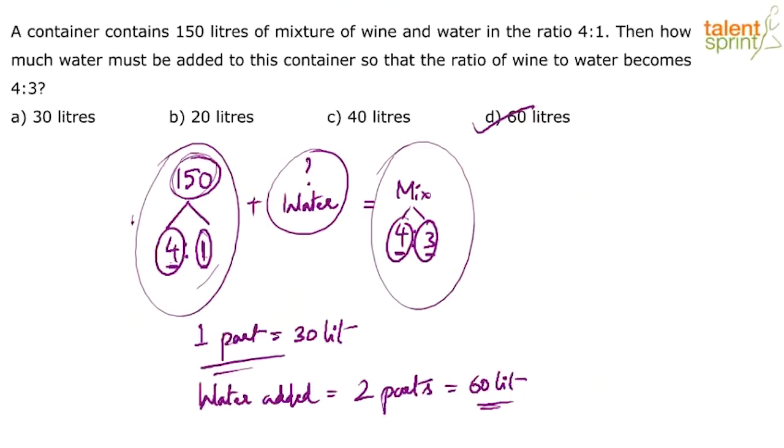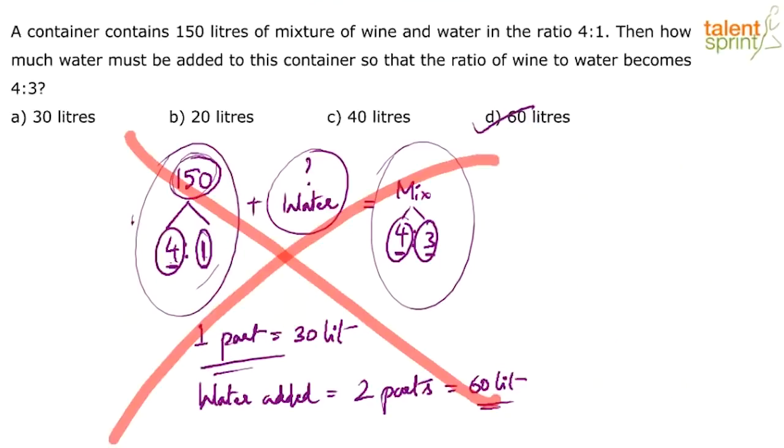Again, let me repeat. When you solve it in the exam, you don't put anything on paper. You don't have to write these steps on paper. You can just look at the values and understand. Like here, we have got 150 liters of the quantity, 4:1. So very simple calculation that each part is equal to 30 liters. And when you look at 4:1 and 4:3, you realize that water has increased by 2 parts. If 1 part is 30 liters, 2 parts will be 60 liters. So I think in about 8 to 10 seconds, you'll be able to mark the answer to this question.